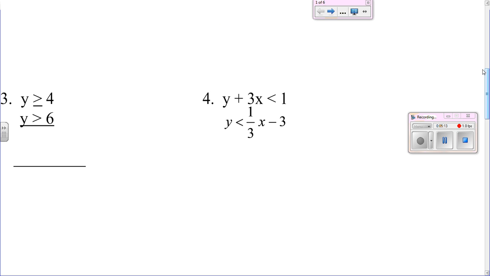Number 3, you're going to go up to 4, and you're going to draw a horizontal line straight across. And it's everything that's bigger than 4. Then you go up to 6, and you draw a horizontal line straight across. So basically your answer has to be what's above both lines, and so it's going to be the area that's shaded above 6.